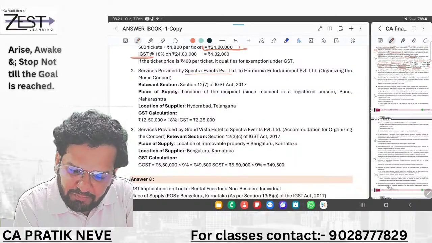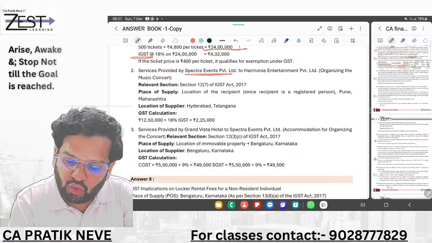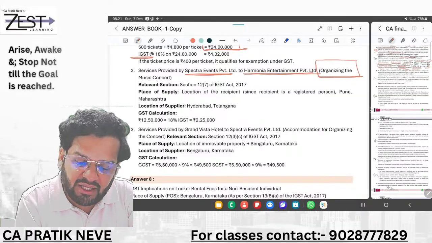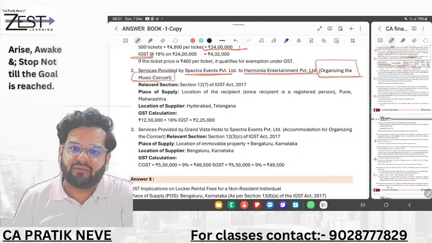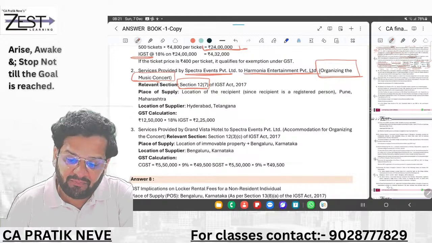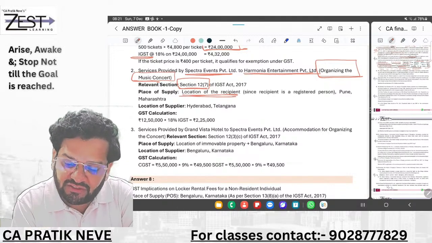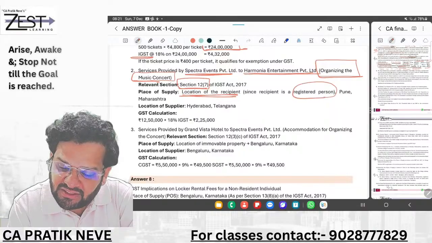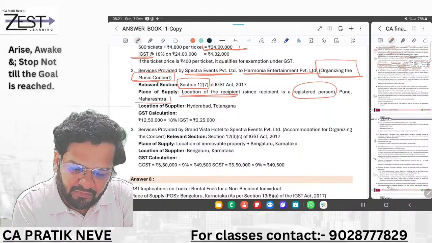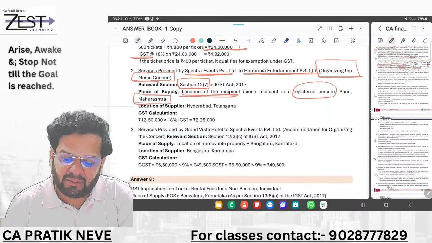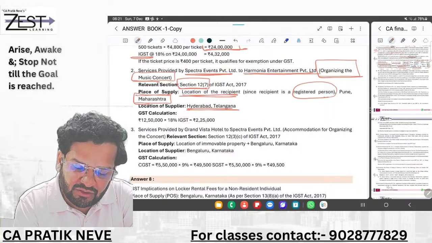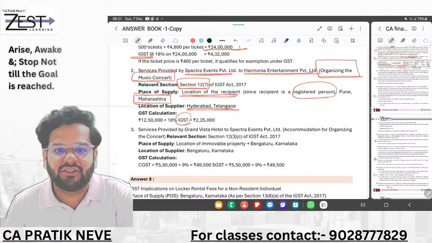Then friends, services provided by Spectra Events Private Limited to Harmonia Entertainment Private Limited, the supplies of organizing the event. For that, the place of supply is determined as per 12(7). The place of supply will be location of recipient because recipient is a registered person under GST. So it is going to be Maharashtra. Location of supplier was Telangana. Place of supply is Maharashtra. So there will be chargeable IGST.